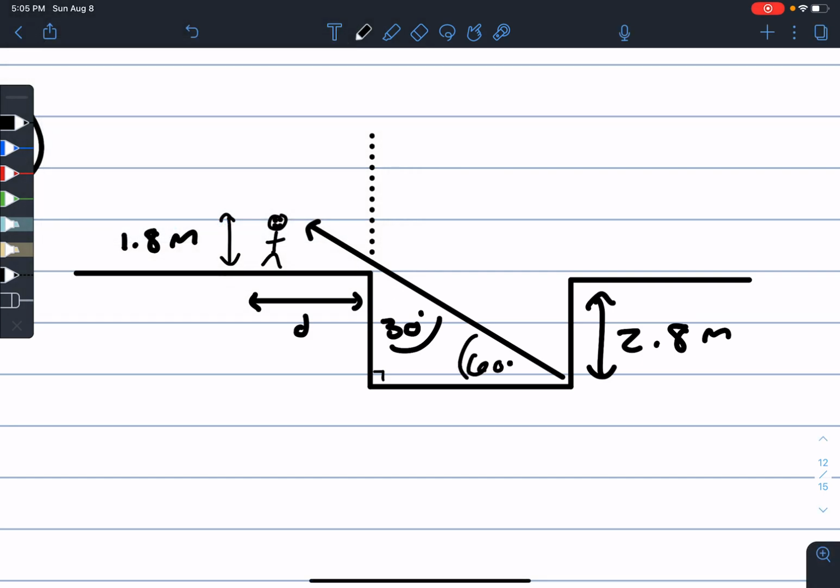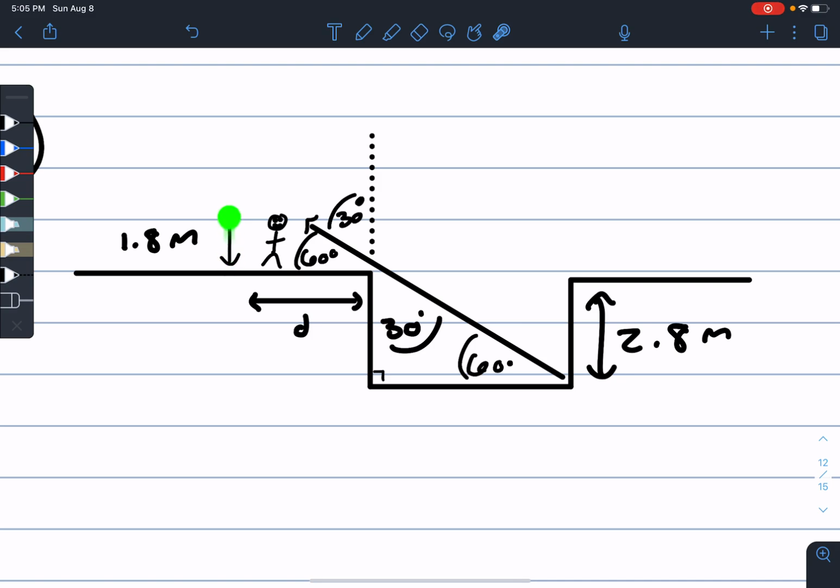Which means that this angle up here, so if this is 60, here's this ray of light, here's the horizontal. This is also 60 degrees up here, right? Which means that this angle with the horizontal is 30 degrees. Okay, that's a great start.